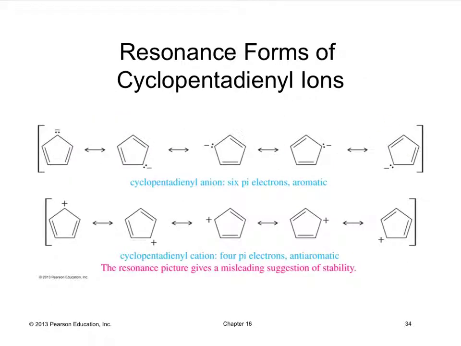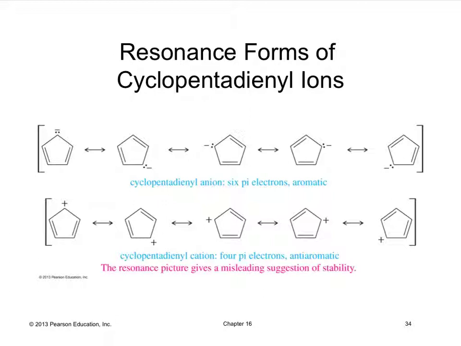So in terms of cyclopentadienyl ions, the resonance forms. Over here is a cyclopentadienyl anion, which has 6 pi electrons and it's aromatic. Below is the cyclopentadienyl cation, which has 4 pi electrons and it's anti-aromatic. While it does have resonance forms, it's not necessarily stable.